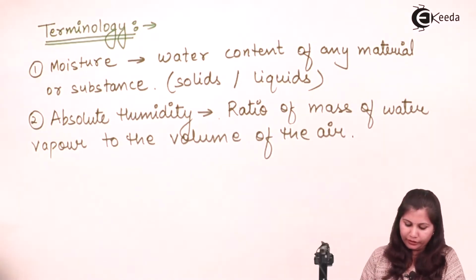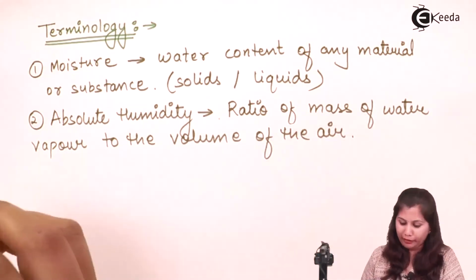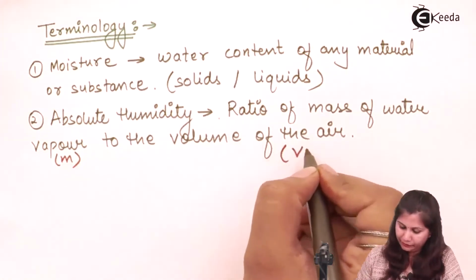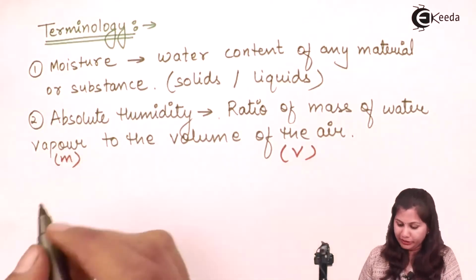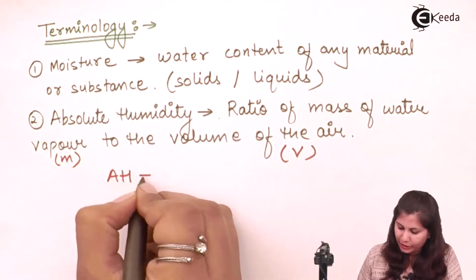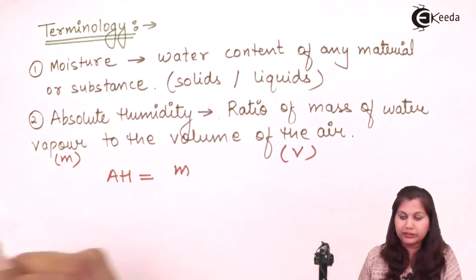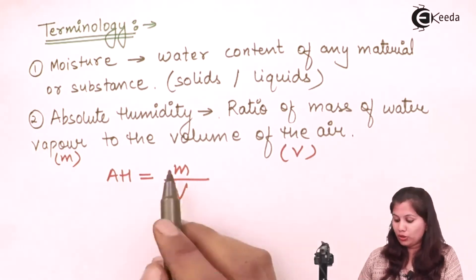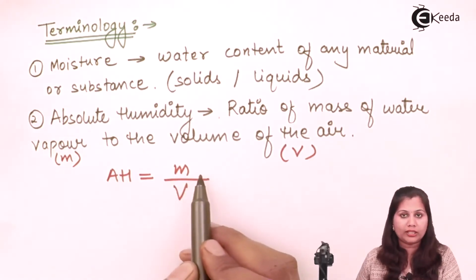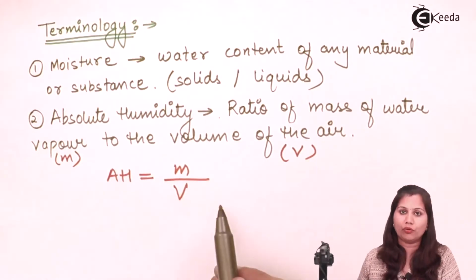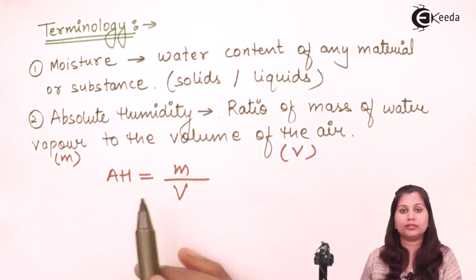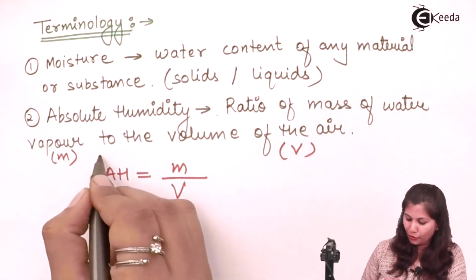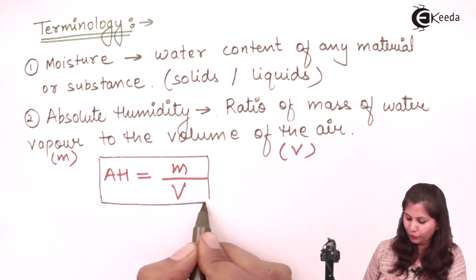Now if we define the mass of the water vapor as small m, and the volume of the air as capital V, then absolute humidity is given as the ratio of the mass of water vapor, m, to the volume of the air. So the water content of the air per unit volume is called the absolute humidity.